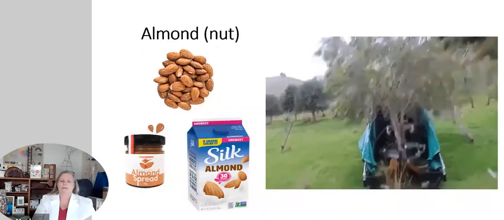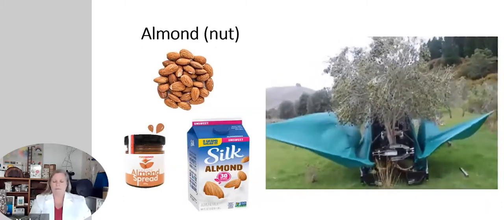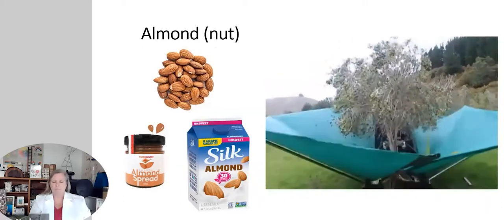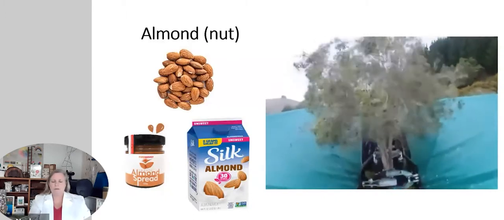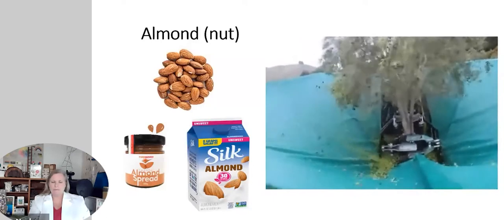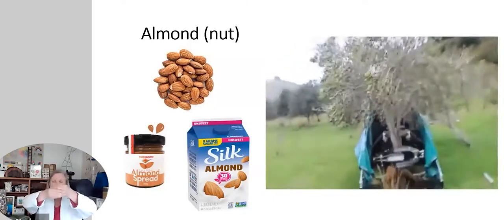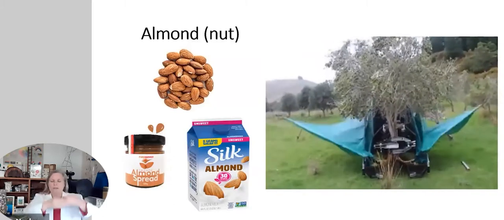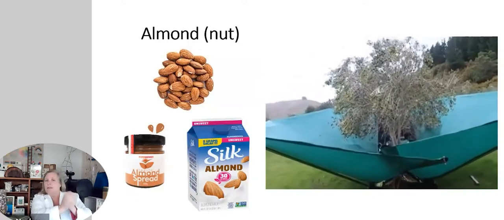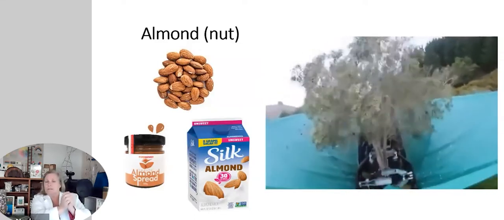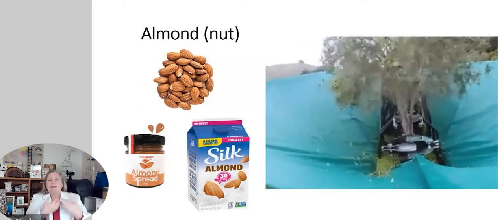Now this one's kind of funny. This is an almond tree. Oh my goodness, look at that green thing. What's that big green umbrella doing? They're shaking the tree. What's falling off? The almonds are falling off the tree. So the big clamps come onto the tree, hold onto the tree, the big umbrella comes out, and then it starts to shake the tree. And it shakes it just hard enough that all those almonds come falling off, and then they're harvested.